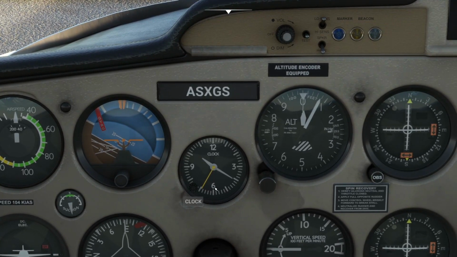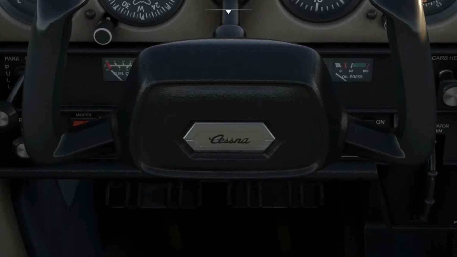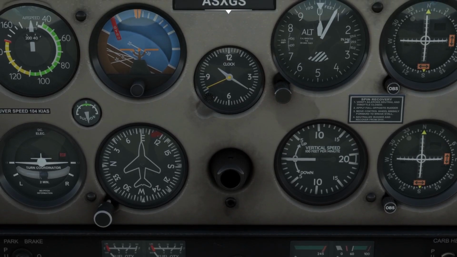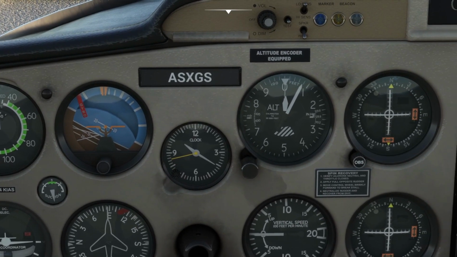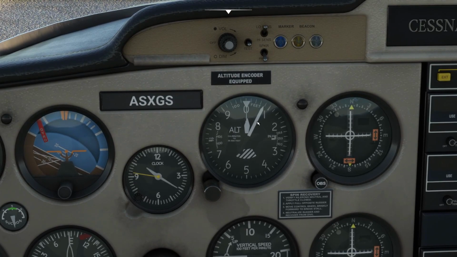You have a simple clock. Some aircraft have timers. If they don't have it here, sometimes they have it on the yoke. This aircraft doesn't. Very basic. Then we have our altimeter. It works a bit like a clock if you're not familiar.